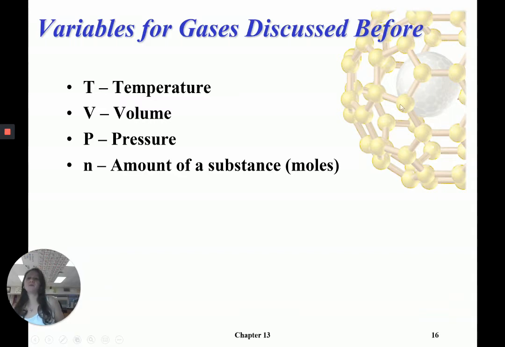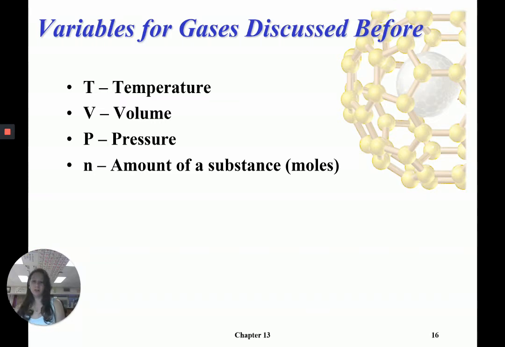So to review those, temperature is capital T, volume is capital V, pressure is capital P, and the amount of the substance is lowercase n, and it's measured in moles. So we are going to look at a series of 4 different gas laws.